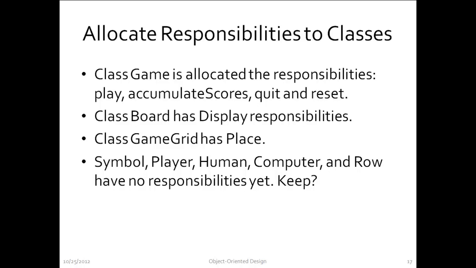So here's what I did. The class game was allocated the responsibilities play, accumulate scores, quit, and reset. The class board had display responsibilities. The class game grid has place symbol responsibilities. And then I find that the classes symbol, player, human, computer, and row have no responsibilities yet. So the question is, should we keep them? Should we discard them? We don't know.